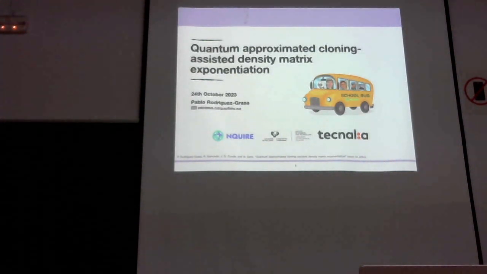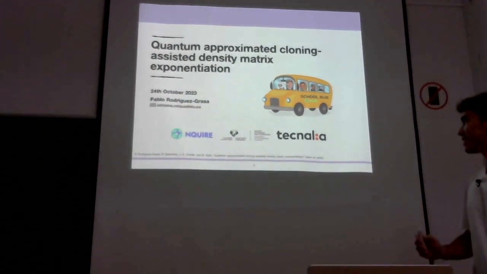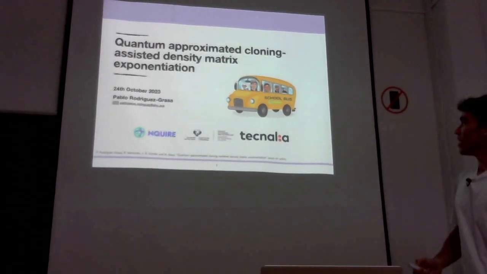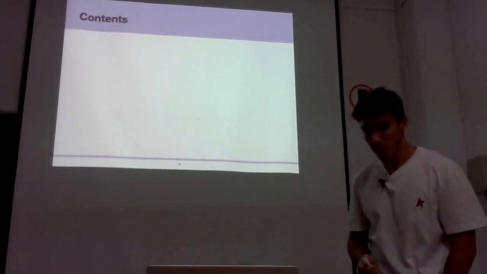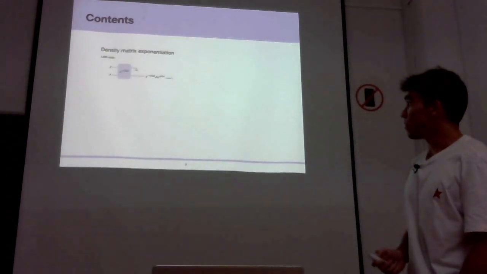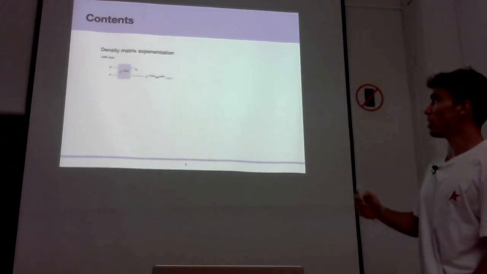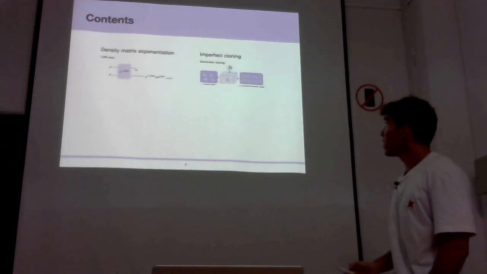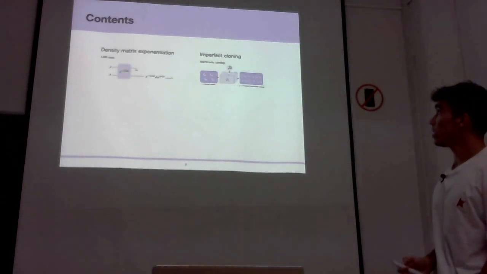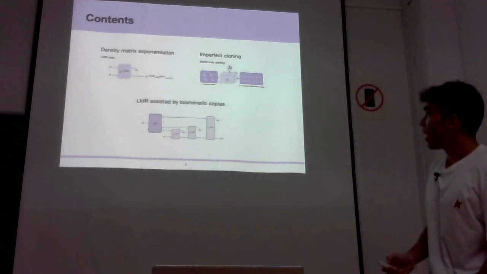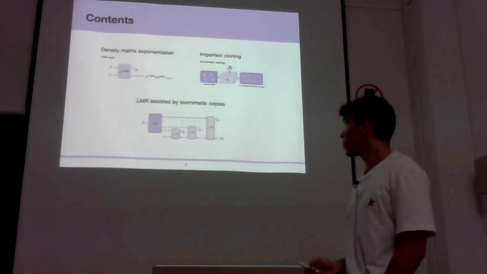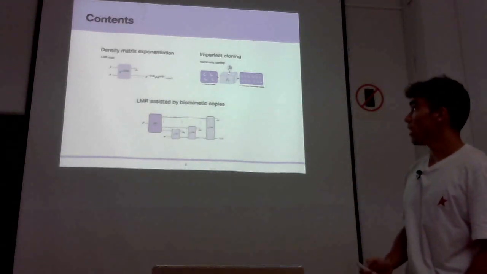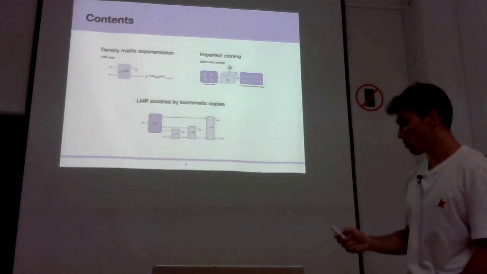So today I will talk about, the title is a little bit long, but quantum approximated cloning assisted density matrix exponentiation. I hope that you understand why this title after the talk. First of all, I will review the contents of the presentation. Just briefly, what is density matrix exponentiation? We will talk about this LMR trick, which is like the cornerstone of this work. Then we will talk about imperfect cloning, in particular the biomimetic cloning. And finally, we will combine these two tools to perform this LMR protocol assisted by these biomimetic copies.